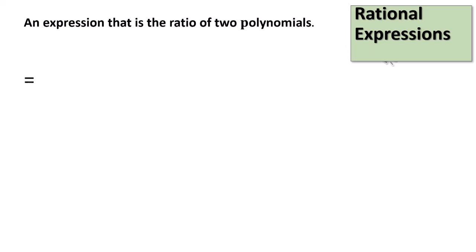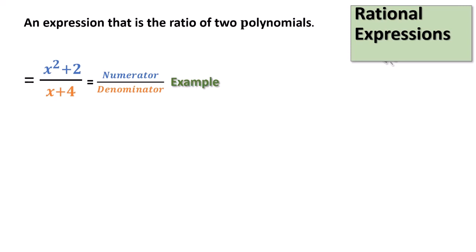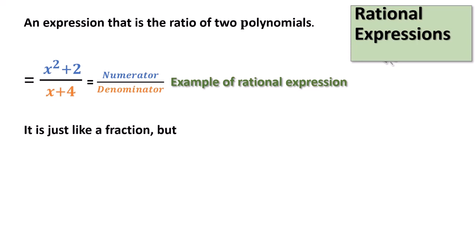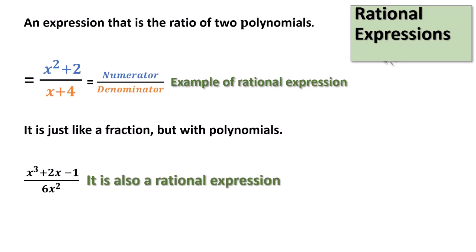Okay, now move towards rational expression. Hopefully you have understood the concept of polynomial. So what is a rational expression? An expression that is the ratio of two polynomials. For example, x square plus 2 divided by x plus 4. Here in the numerator we have x square plus 2 and in the denominator x plus 4. So both are polynomials and it is the ratio of two polynomials, just like a fraction but with polynomials.